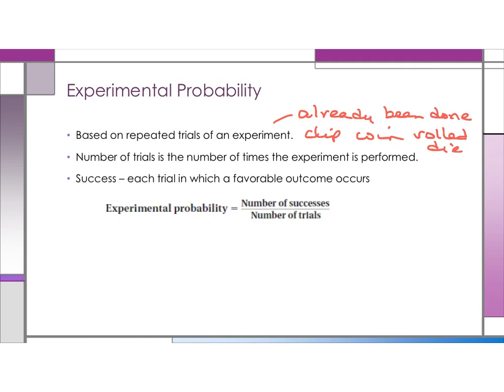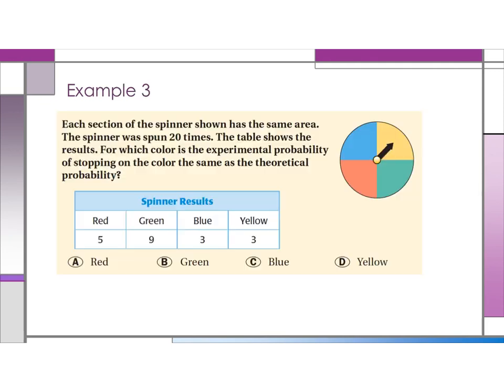The number of trials is the number of times the experiment is performed. Successes in each trial is when the favorable outcome occurs. So again, number of successes to the total number of trials. And this is going to generally be different than the theoretical probability. Now, sometimes it ends up being the same, but you have to take into consideration that different factors could affect your experimental probability. So let's look at an example of this.